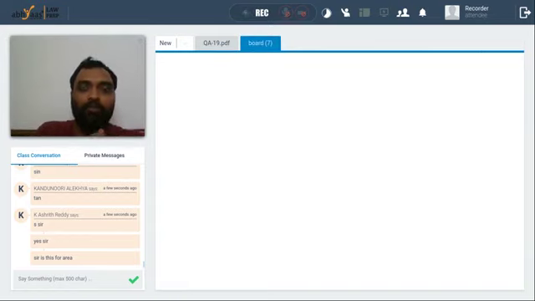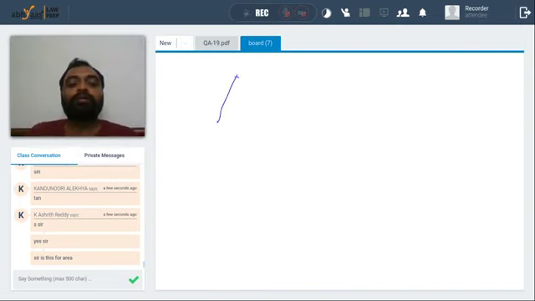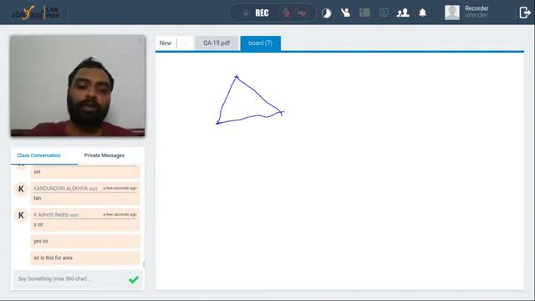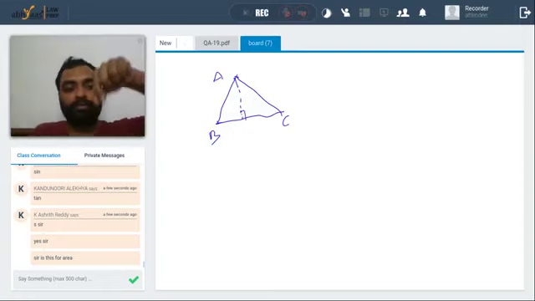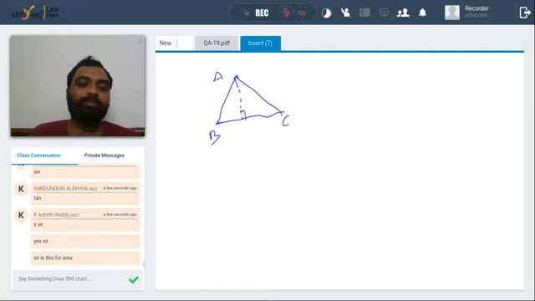Okay, areas clear. Now one more thing you have to understand. Should I go for the problems? Okay. I told you about altitude, isn't it? Altitude means when I drop a 90 degrees line. This is A, this is B, this is C. If I drop a perpendicular line from a vertex onto the opposite side, it is called the height of the triangle. Definitely 90 degrees it has to be, and it has to be from a vertex. Clear? Okay, so this is height.